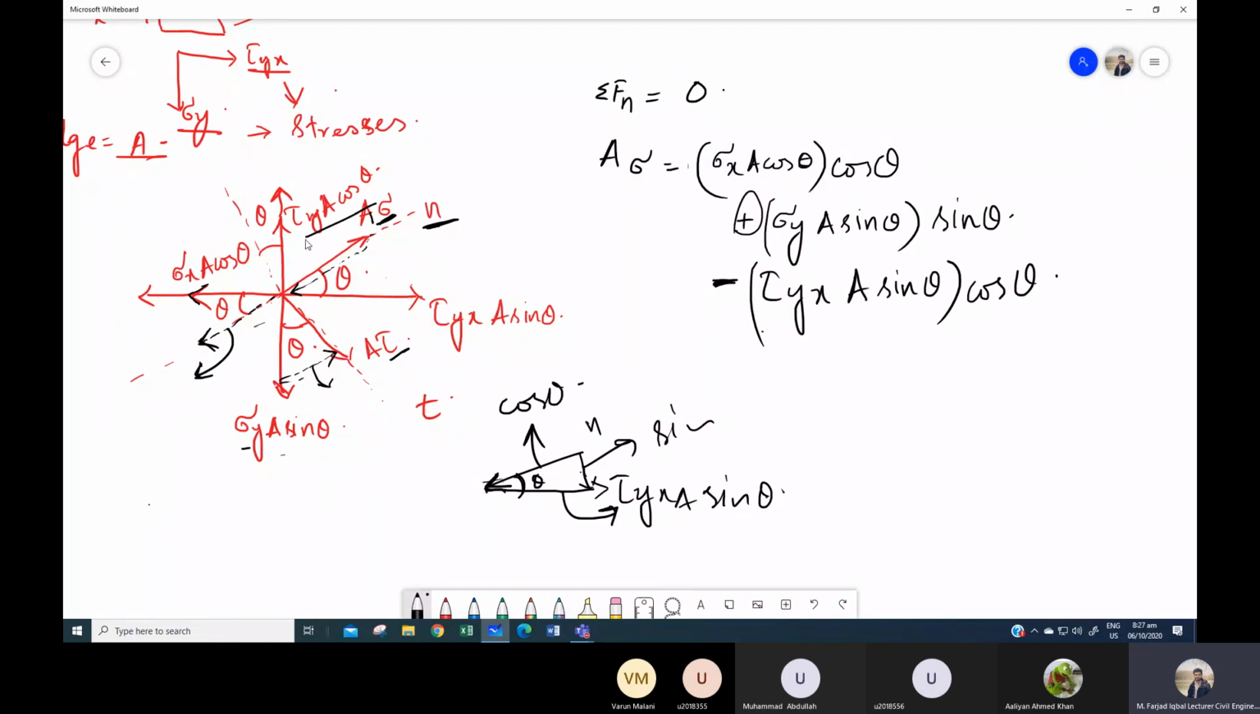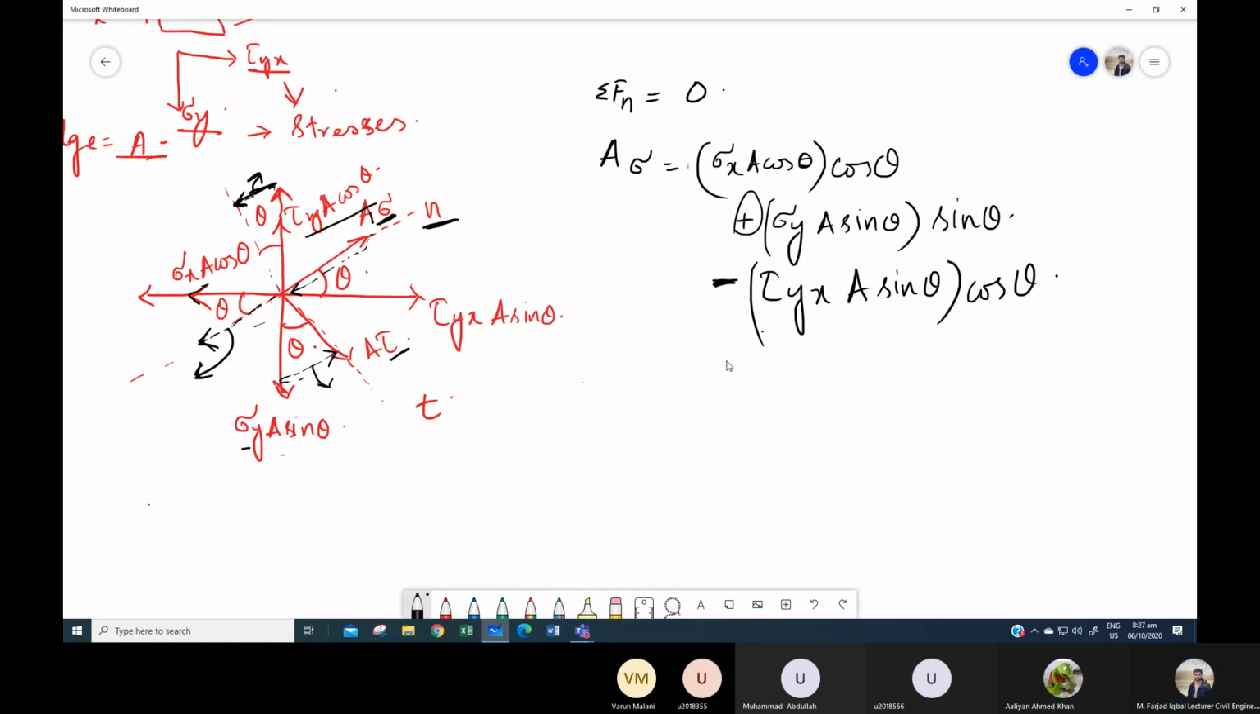Okay sir. And the last force is this tau xy. So what will be the n component? I can show it over here. That would be this one. So what will be this component? This one. Sir, tau xy a cos theta sin theta. Again it is in the negative direction, so that will be tau xy is cos theta, because we have cos theta over here. A cos theta and sin theta, right?